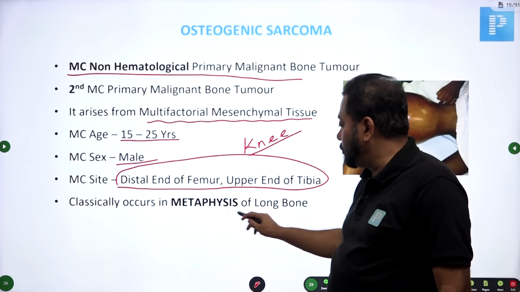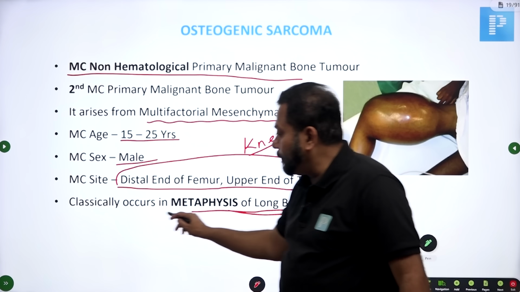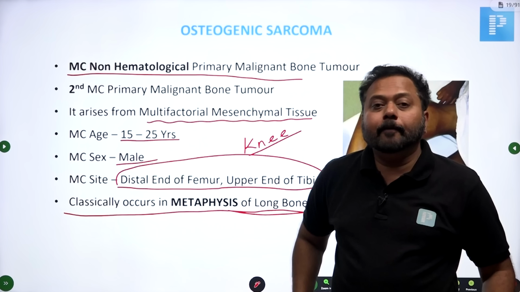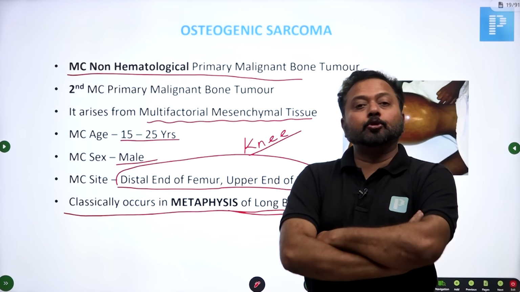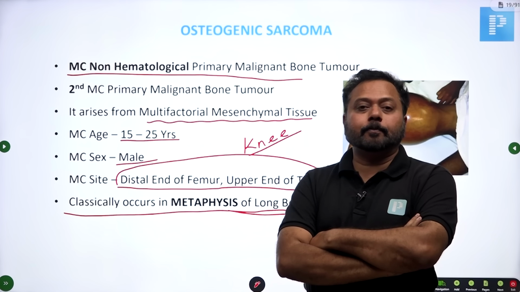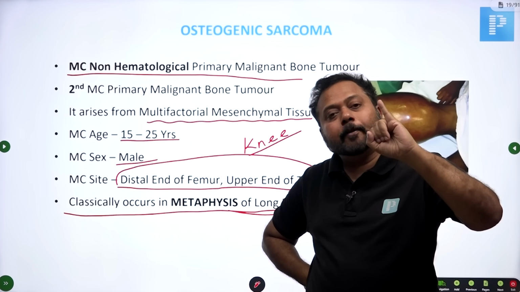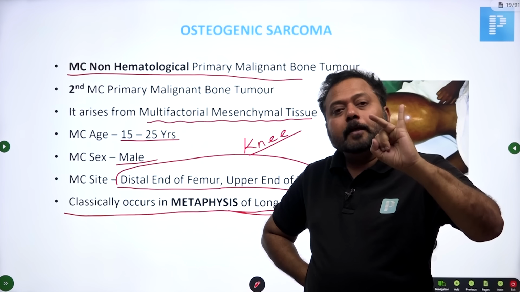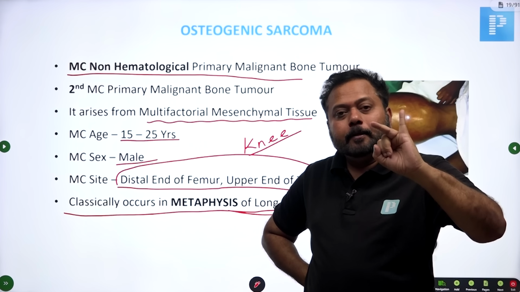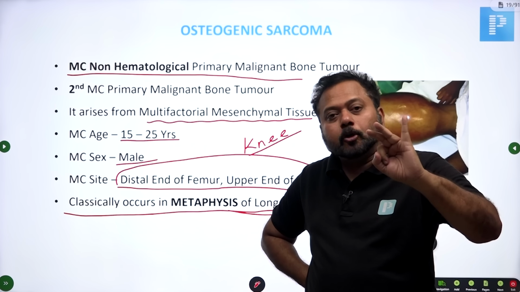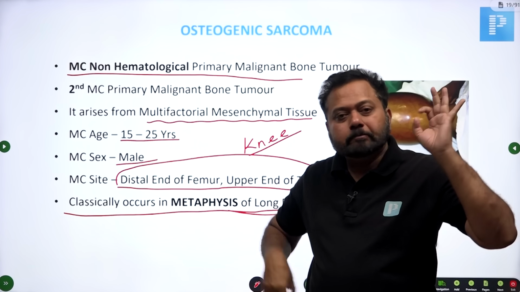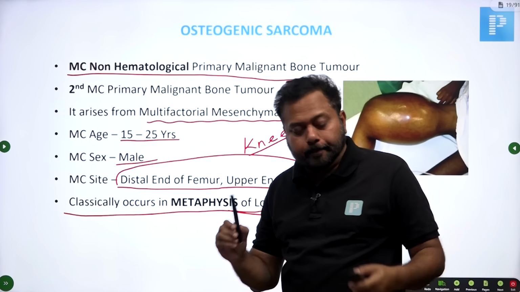Classically, it arises from the metaphysis of the long bone. See, whenever there is a malignant bone tumor, you should know where in the bone it arises from. Giant cell tumor arises from the epiphysis. Ewing sarcoma arises from the diaphysis. Osteogenic sarcoma arises from the metaphysis. We should know, okay? Very important.